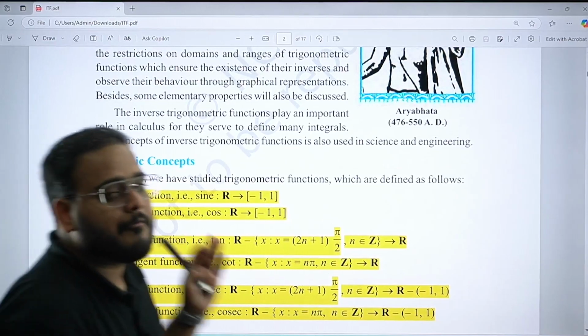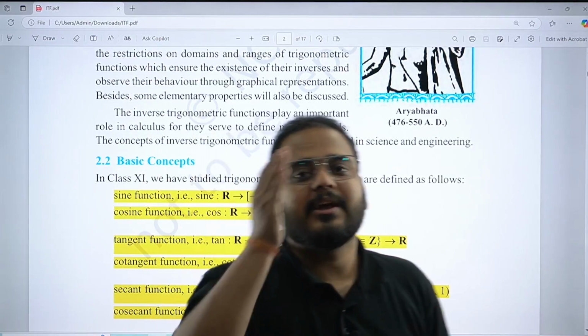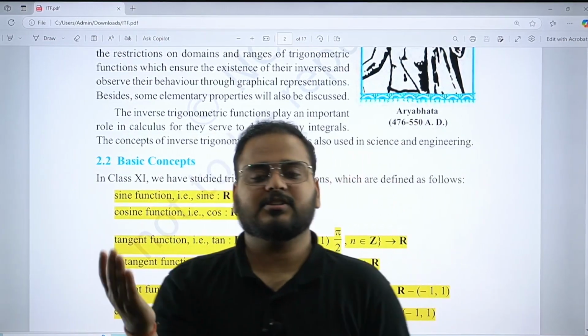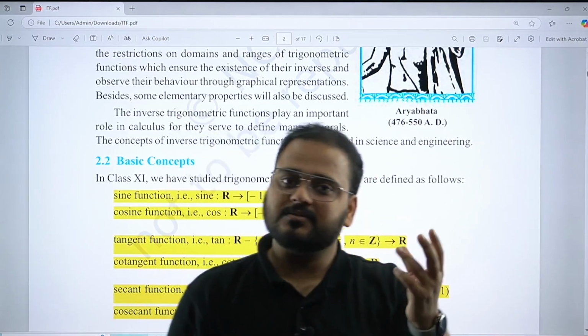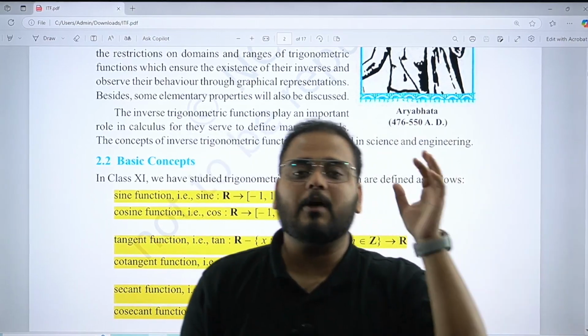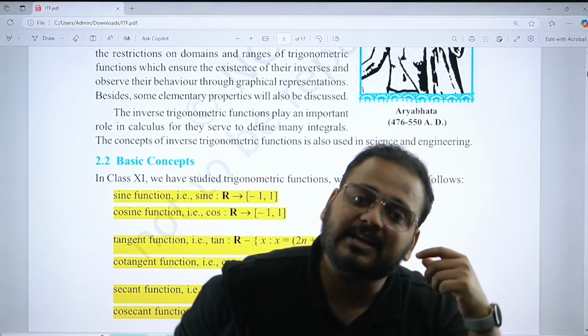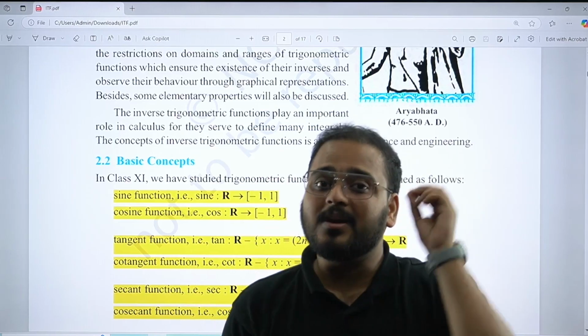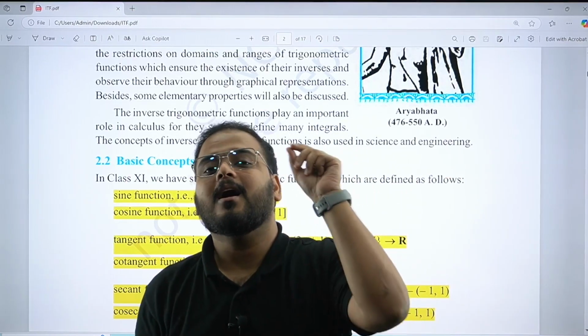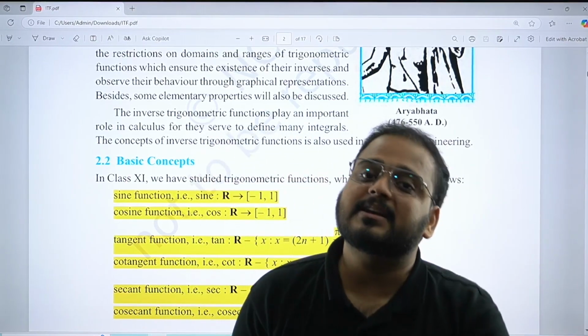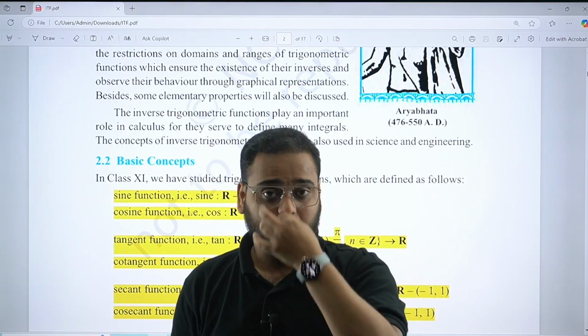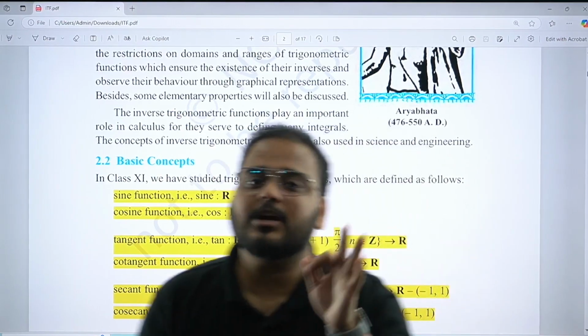Basic concepts, very important. As the name says, inverse trigonometric function means it will be the inverse of the function. So what you learned in chapter number 1, how to find the inverse: a function can be inverted only if it is a bijective function. If the function is bijective, then only can you take the inverse. Now, to prove the function is bijective, you have to know its domain and range.